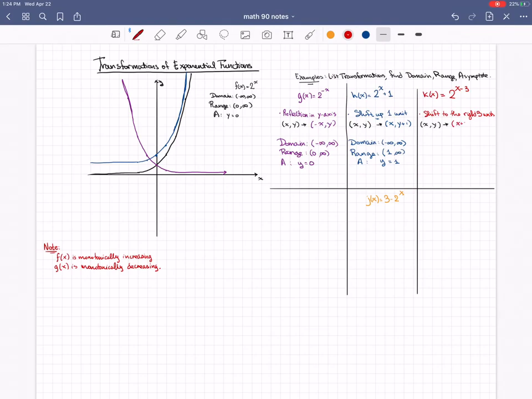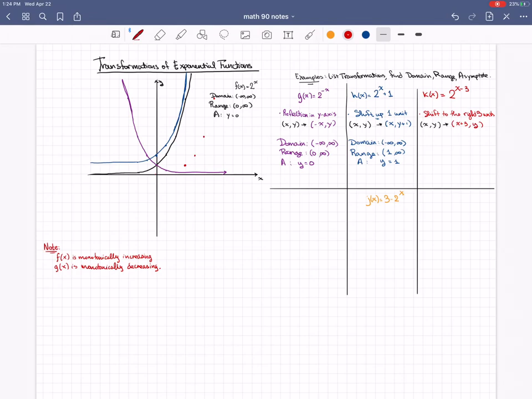And shifting right means we increase the x-coordinate by 3. So it becomes x plus 3, comma y. So let's graph it. The point 0, 1 becomes 3, 1. The point 1, 2 becomes 4, 2. The point 2, 4 becomes 5, 4. The point 3, 8 becomes 6, 8.